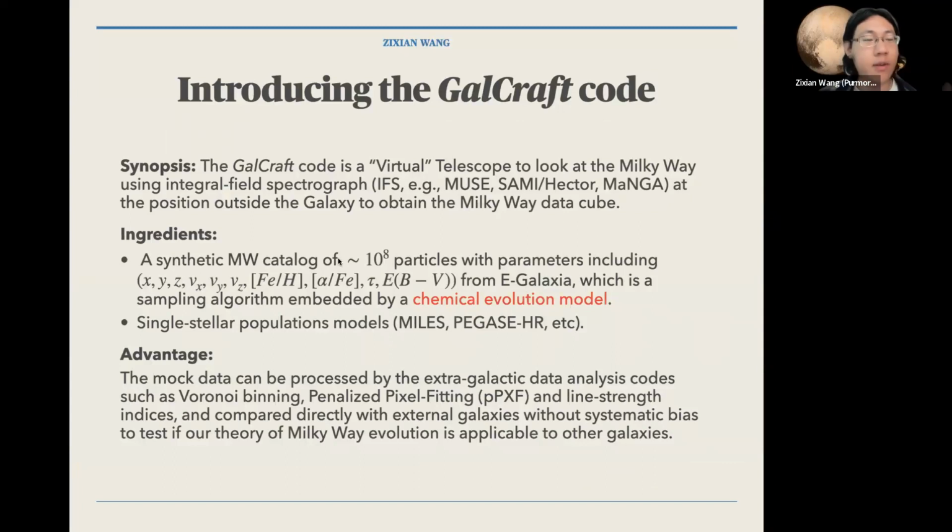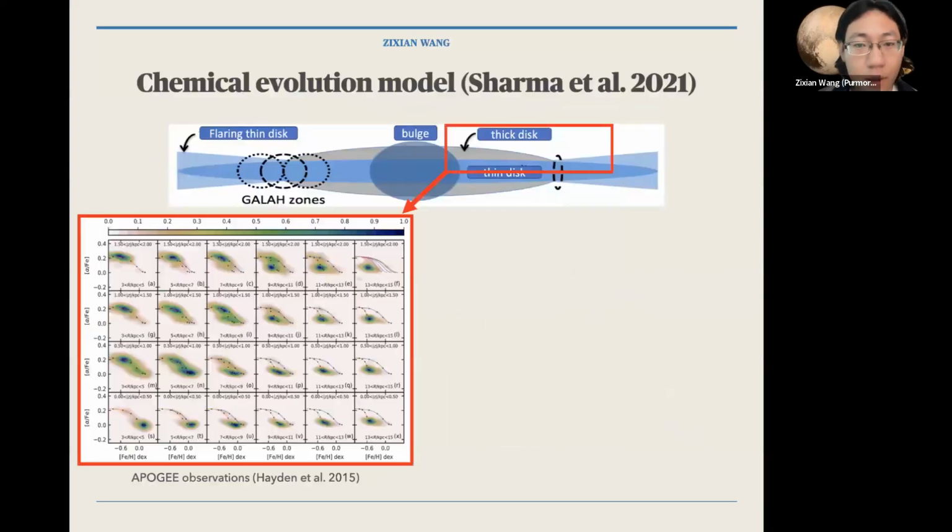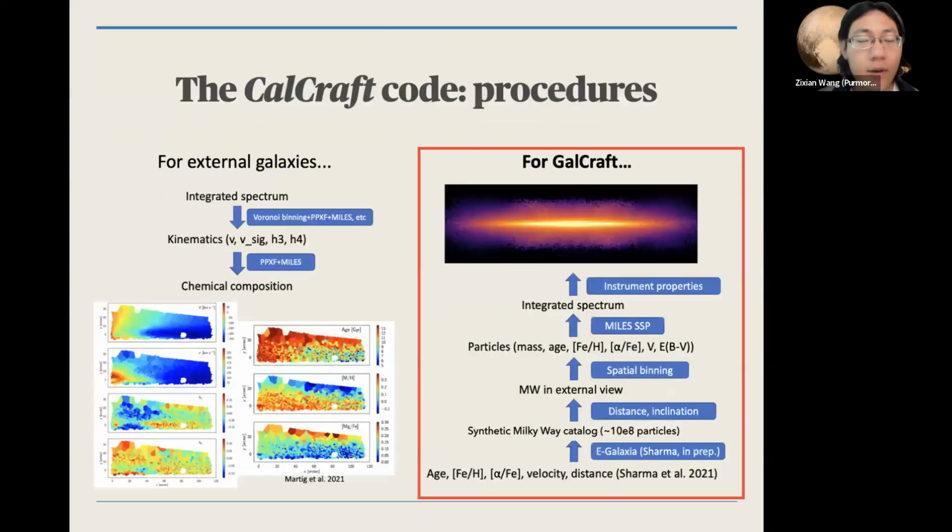which is thermodynamically consistent with our Milky Way. So then we can say this is a good representative of the Milky Way. Okay, now I will introduce the procedures of how the Galactic code works.